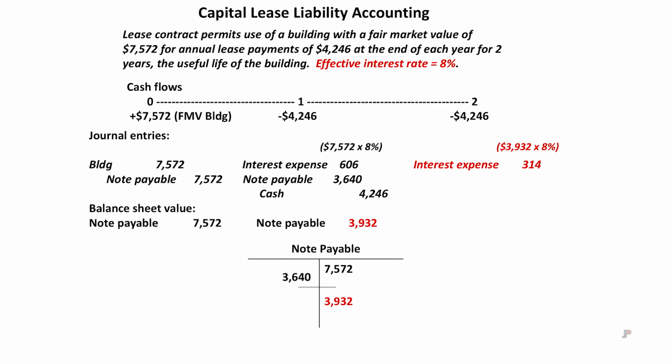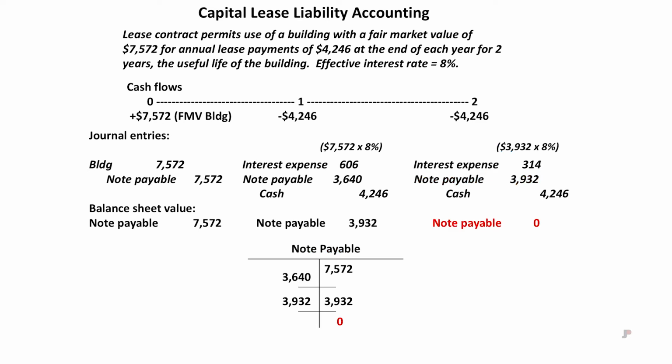At the close of year 2, when the final $4,246 cash lease payment is made, the cash account is again reduced by $4,246. The interest expense for year 2 is again calculated by multiplying the beginning balance of the liability times the 8% effective interest rate, but the interest expense in year 2 is only $314, which is much lower than for year 1, $606. This is because the note payable balance at the beginning of year 2, $3,932, is much lower than the note payable balance at the beginning of year 1, $7,572.